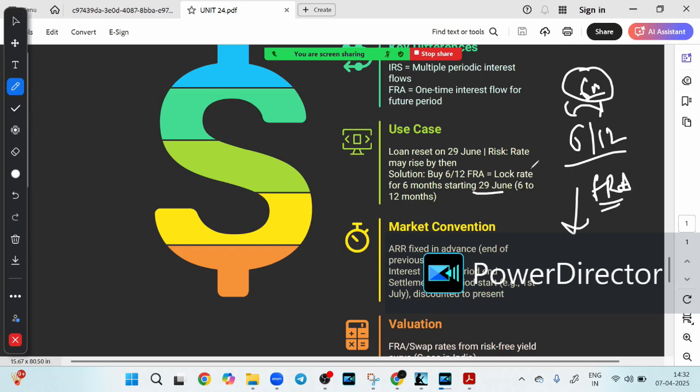Since now they have a fixed rate, this is a kind of peace of mind, right? They lock in today's rate starting from 29th June for 6 months till December.